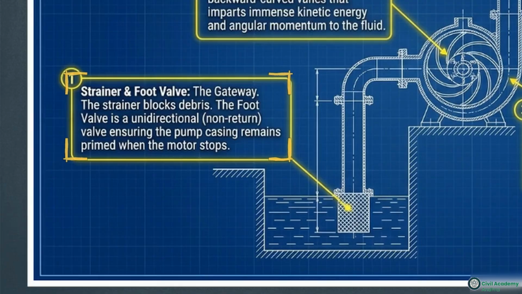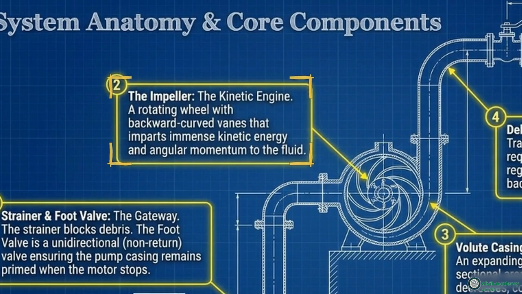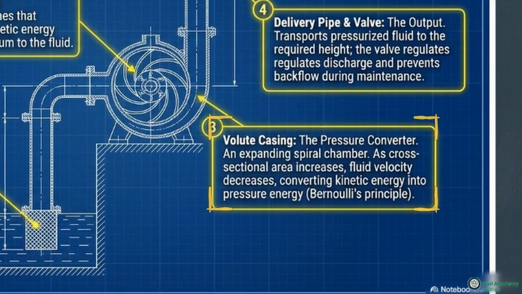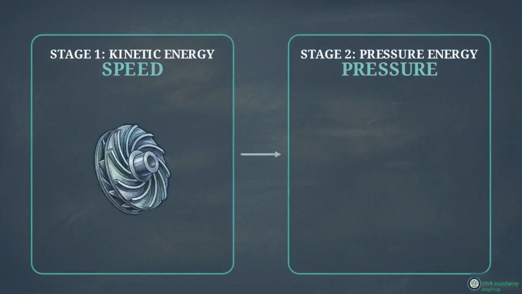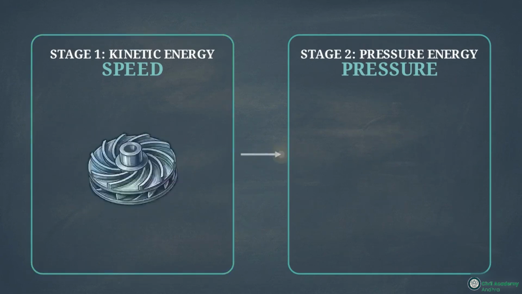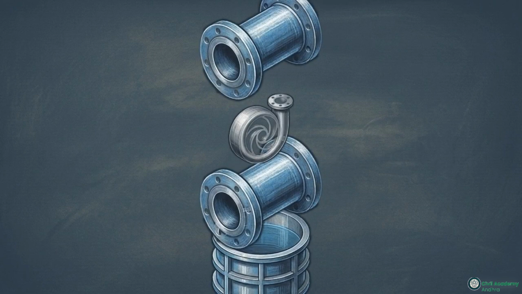The strainer blocks debris, while the foot valve ensures the pump casing stays primed. Inside, the spinning impeller forces fluid outward with immense velocity. Finally, the expanding volute casing applies Bernoulli's principle. As space widens, fluid velocity drops, converting kinetic energy into static pressure. The entire machine functions as a precise two-stage energy converter, first imparting speed, then trading that speed for pressure. And it relies completely on an unbroken, continuous column of fluid to do so.